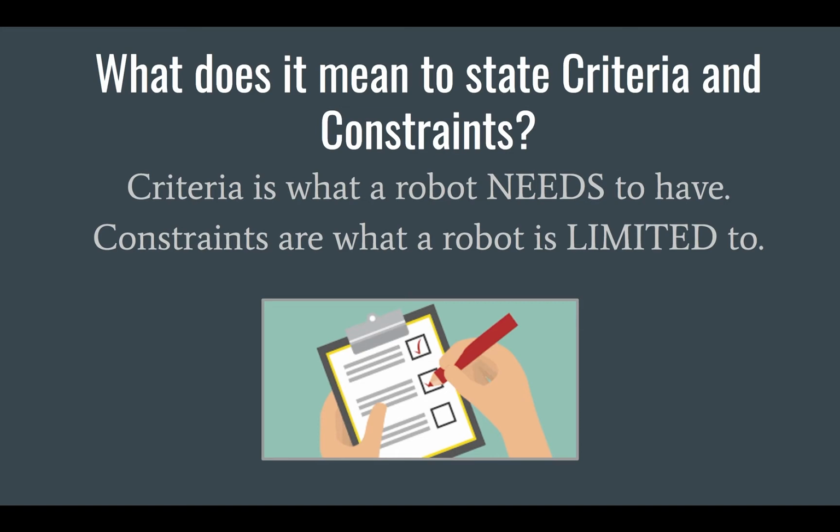Criteria is what a team/robot needs to have. This could be as simple as needing to be able to reach a goal or cross a barrier. Constraints are what a team is limited to, meaning they have to stay within a height limit or they have to only use so many materials because it is all their program can afford.